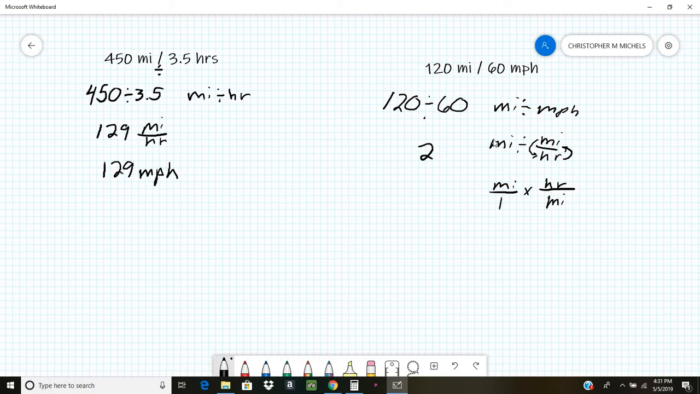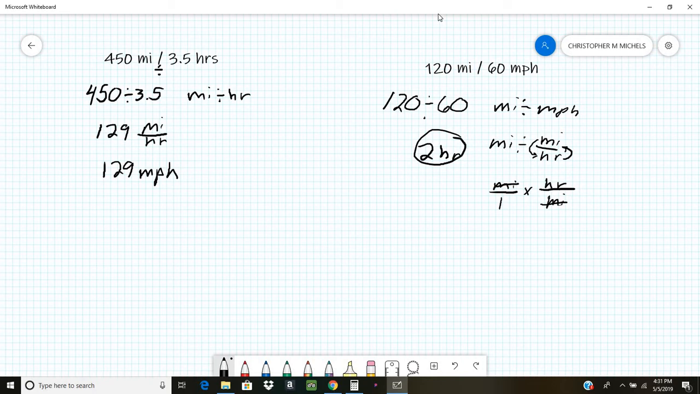But we look right here. If you remember the next step, and this is a rule I always tell people to remember for fractions: same units diagonally, what do they do? They cancel each other out. So what am I left with? Just hours. So that is just 2 hours.